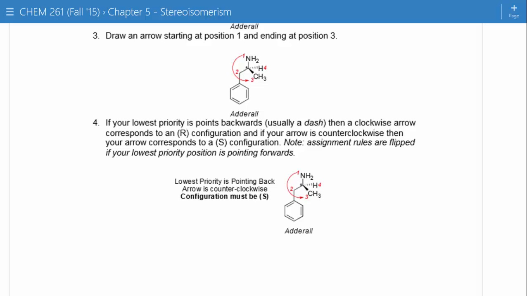If it's rotating to the right, meaning clockwise, then we just label it as an R, which is Latin for rectus, which is right. So this is how we go about assigning the stereochemistry to a lot of molecules. It's important to remember that the R and S assumes that your lowest priority is pointing backwards. So if possible, try to orient your molecule so that the lowest priority is pointing behind you. If the lowest priority is pointing towards you, then the R and S designations kind of get flipped. So it's a lot easier if you just take that lowest priority and point it directly behind you as a dash position. So let's take a look at some practice problems.